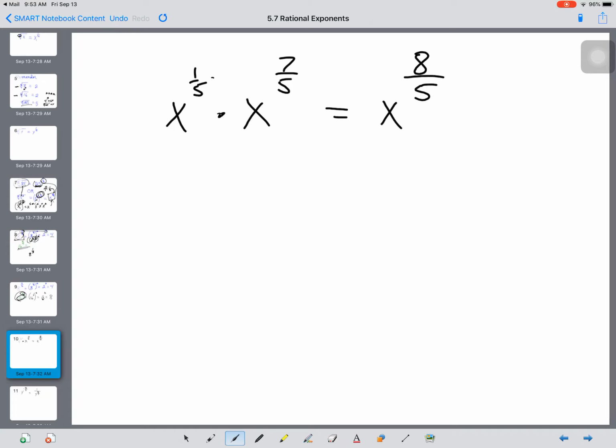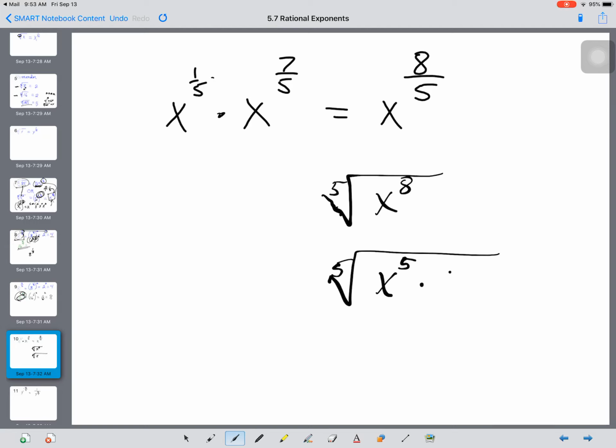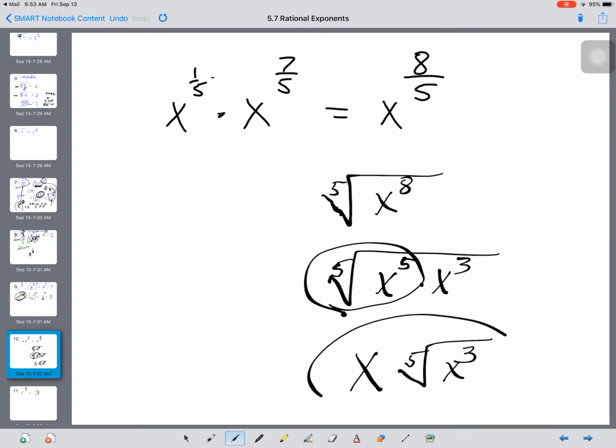If it says to write it as a radical, well, now what I have to do is think of this as the 5th root of x to the 8th power. Well, hold on a second. X to the 8th power, that's x to the 5th power times x to the 3rd power. Remember, you add the exponents. But the 5th root of x to the 5th is just x. And then the 5th root of x to the 3rd, well, I can't simplify that one. So this would be the answer if the question said write it in radical form. This would be the answer if it said write it in rational exponent form.